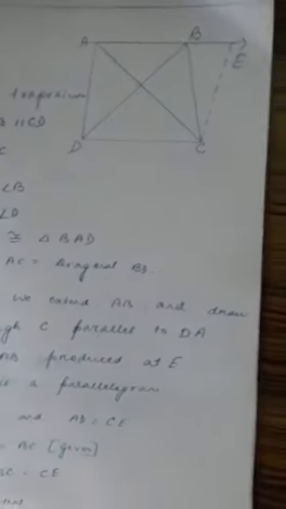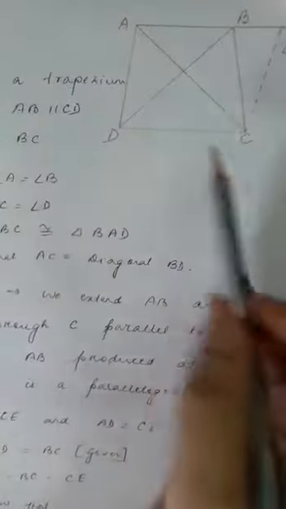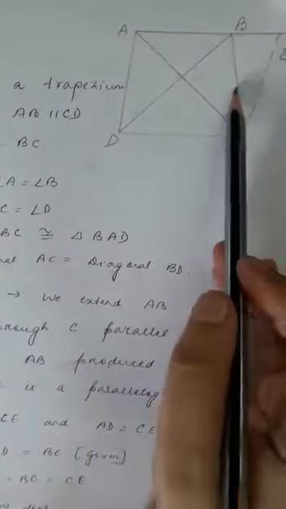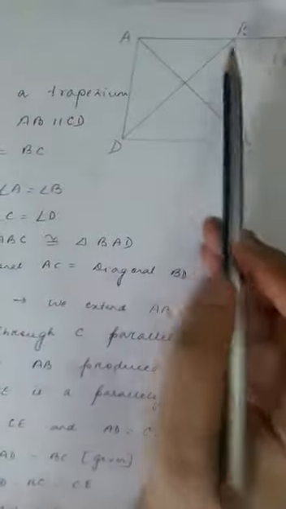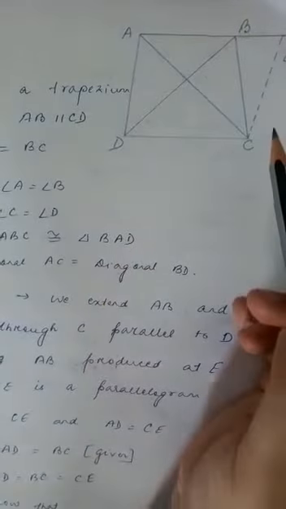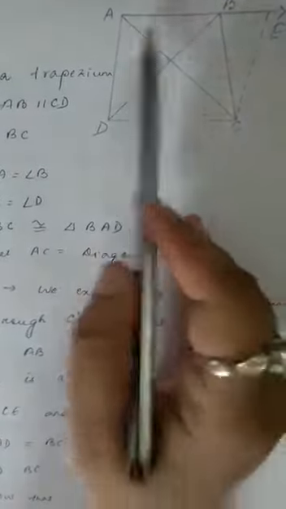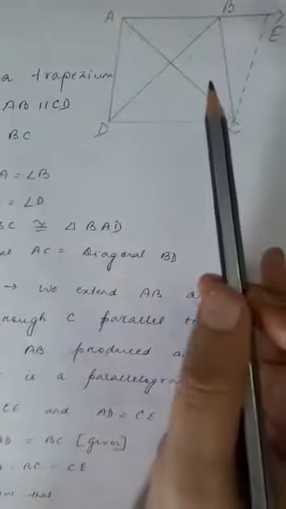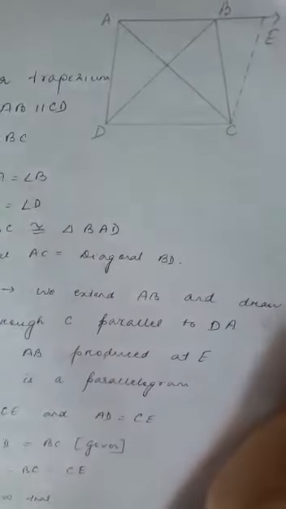Okay, now let us go to the next sum, the last of this exercise 8.1, number 12. See here, in this figure, ABCD is a trapezium in which AB is parallel to CD and AD is equal to BC. We need to prove that angle A is equal to angle B, and angle C is equal to angle D. The third one is that triangle ABC is congruent to triangle BAD. We need to prove this. And the fourth is that the diagonal AC is equal to the diagonal BD.